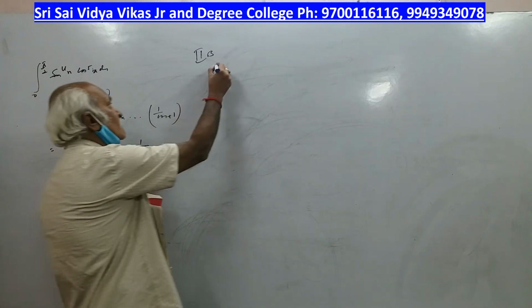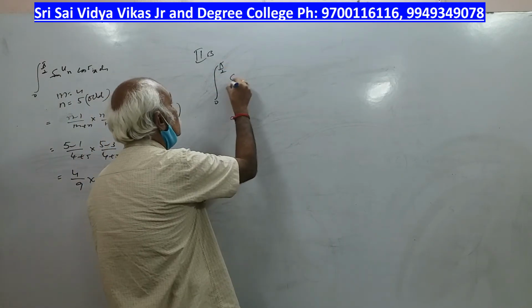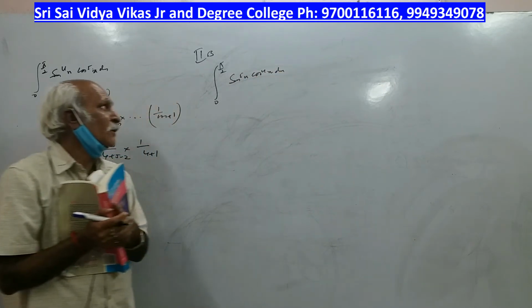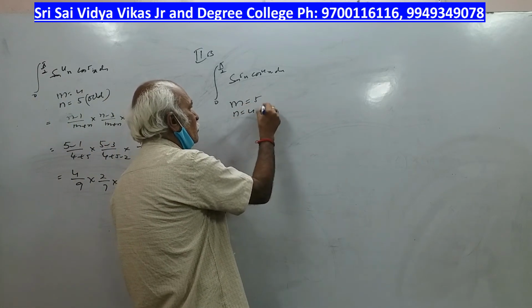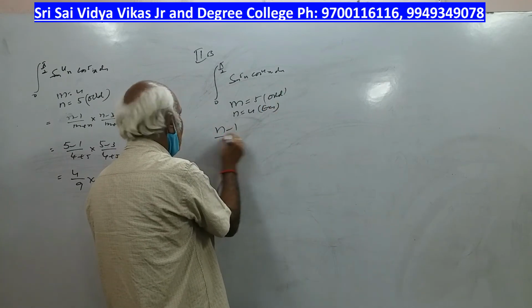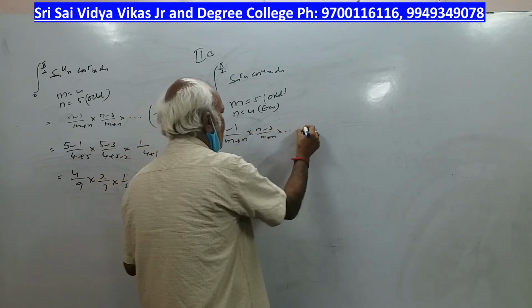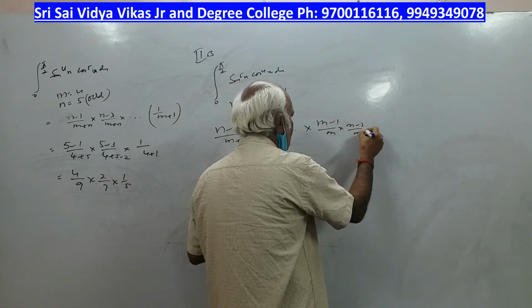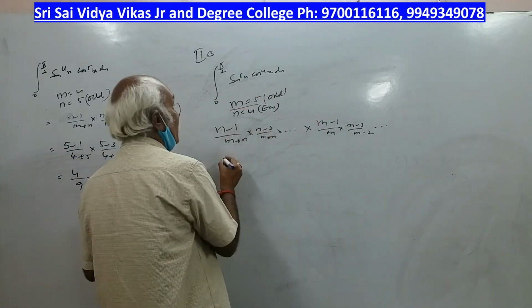Next one. Okay. Sin power 5, cos power 4. Here m is 5, n is 4, which is even, and this is odd. Which formula will come? Again n minus 1 by m plus n, n minus 3 by m plus n, and so on. Next, the m series will start. Right? Because m is odd, we should not write pi by 2.